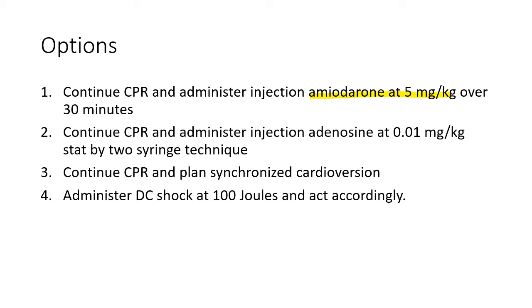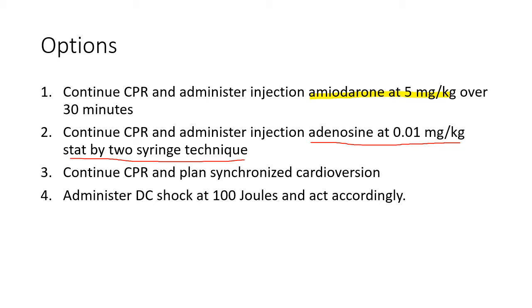Second option is continue CPR and injection adenosine. The important thing is the dose of adenosine, whether it is right. It is 0.1 mg per kg stat, given by the 2 syringe technique because of its half-life of about 30 seconds. So by mistake, it has been given as 0.01 mg per kg. But the question is, should we give adenosine at this stage, because the child has come into figure 2? Probably not. We'll look at that in the further slides.